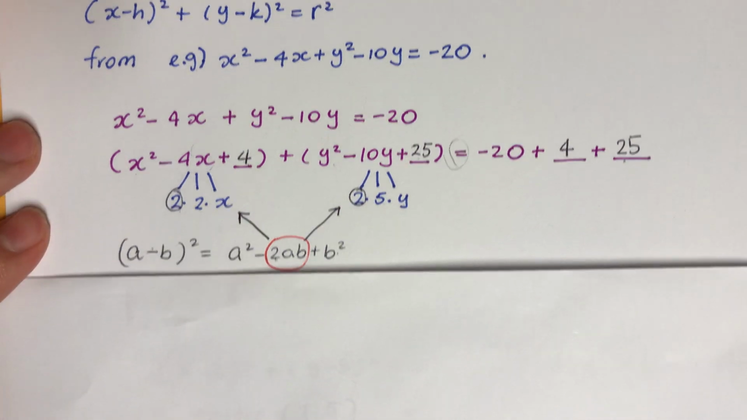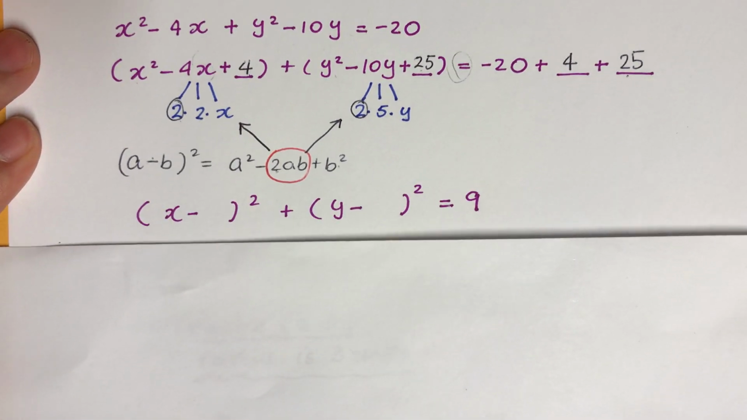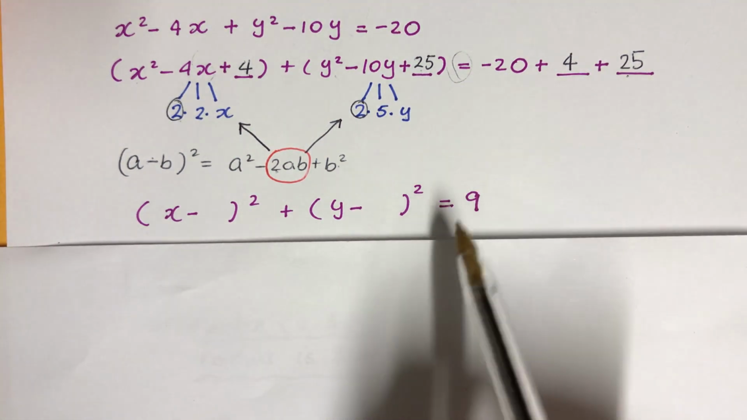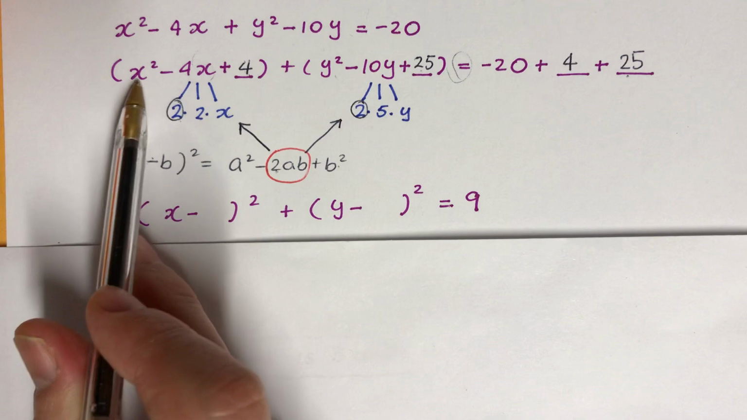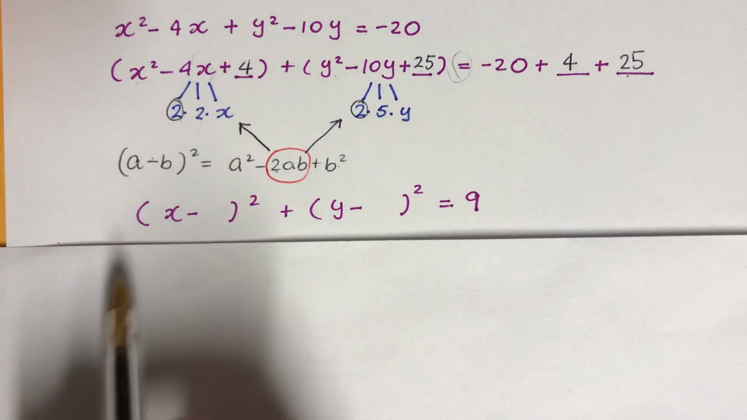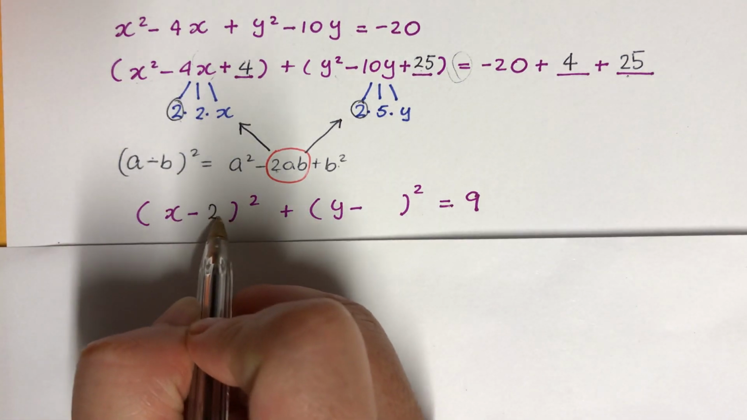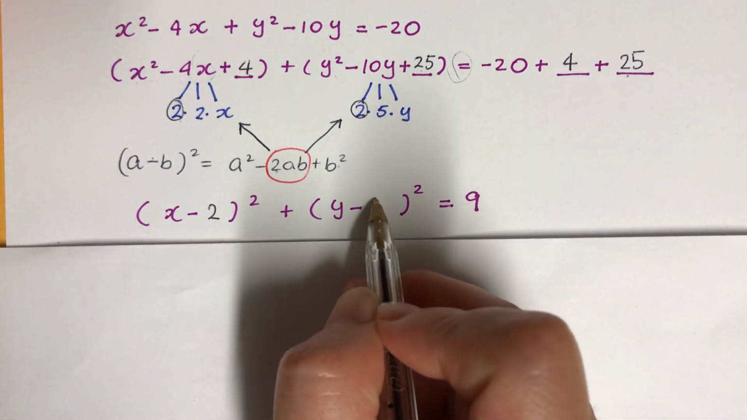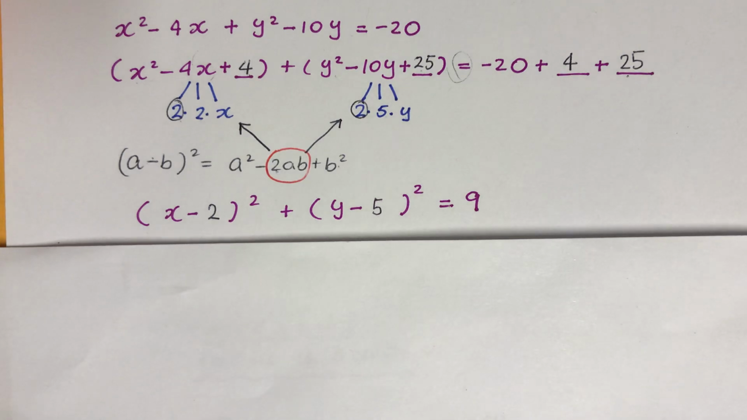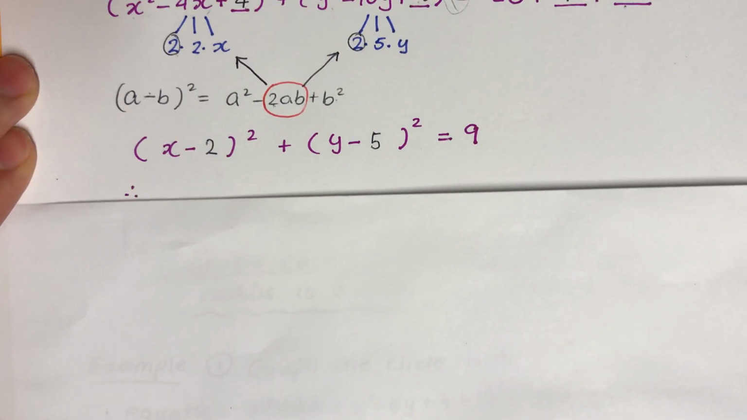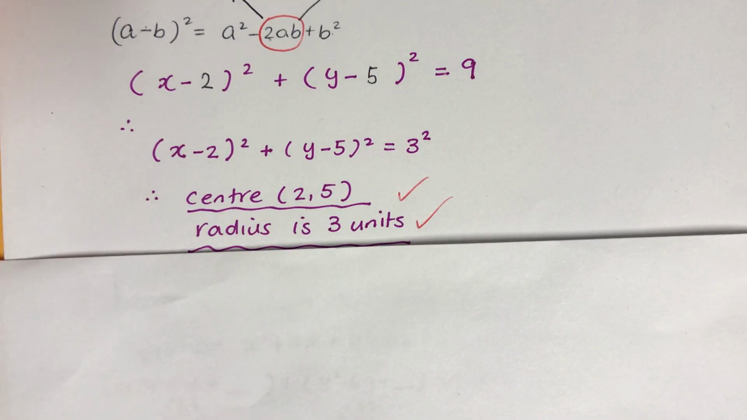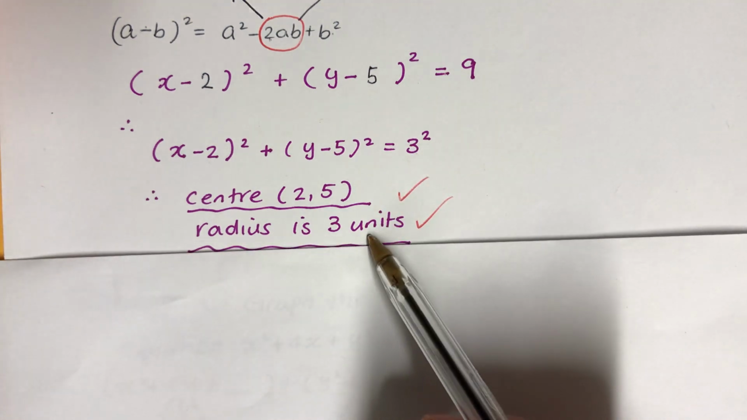Okay, so let's have a look. If I sort of tie it up, minus 20 plus 4 plus 25 becomes 9. Now this is a perfect square, (x minus 2) squared plus (y minus 5) squared. Okay, so this is the equation of the circle, and with center 2 and 5, and the radius is 3 units.